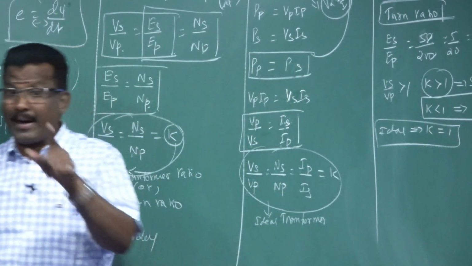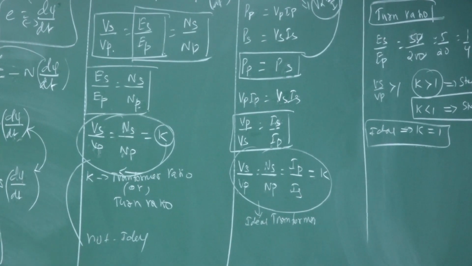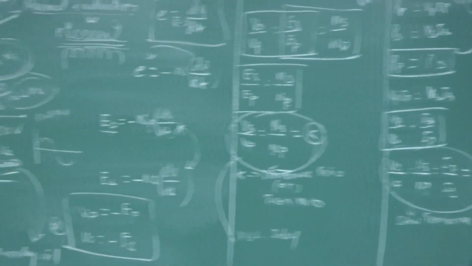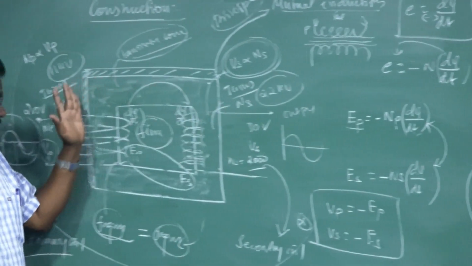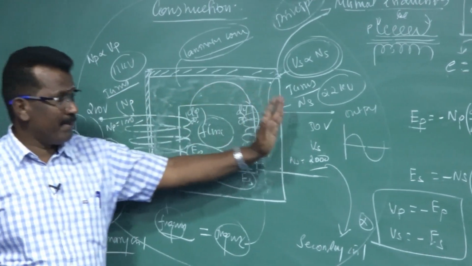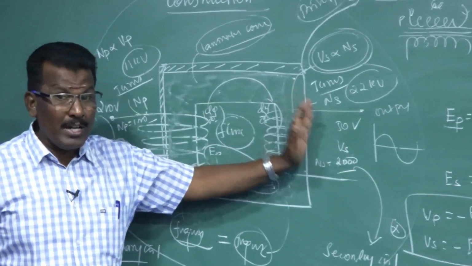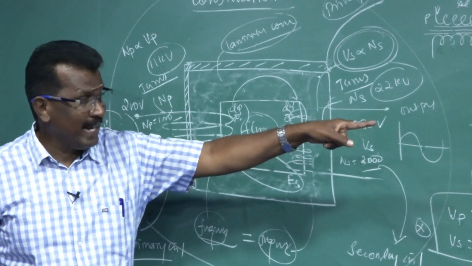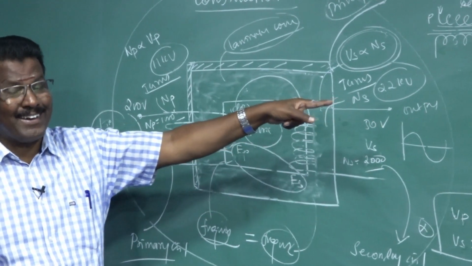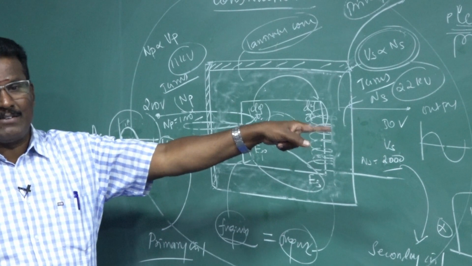Ideal transformer: K is equal to 1. How is K equal to 1? That means input voltage is equal to output voltage, and the number of turns in the primary is equal to the number of turns in the secondary. Only in those cases the K value is 1. But we cannot construct a transformer where the K value is 1.